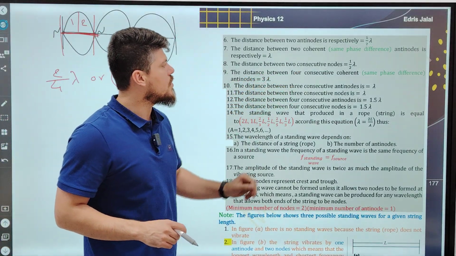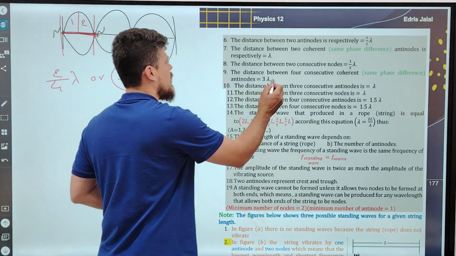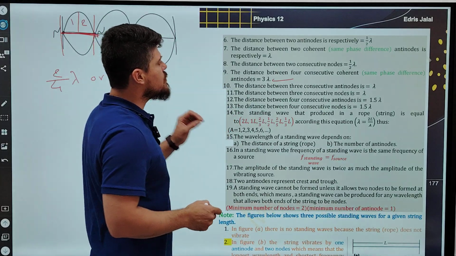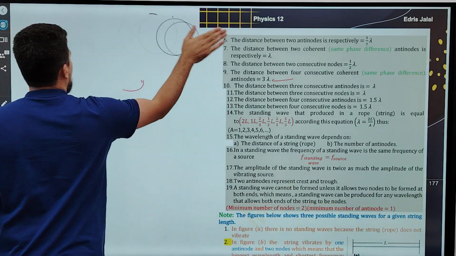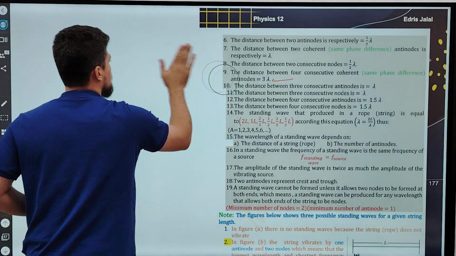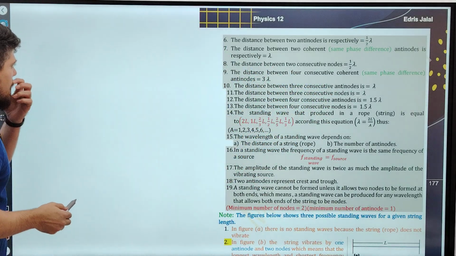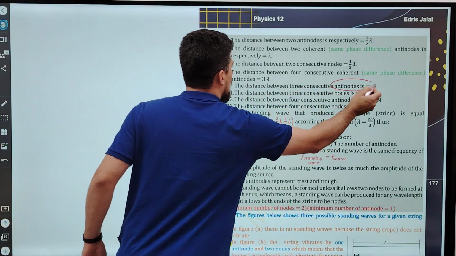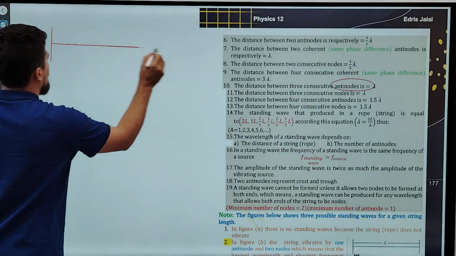The distance between 4 consecutive coherent, same phase difference antinodes is equal to 3 wavelength. Okay. Number 10, the distance between 3 consecutive antinodes, without same phase difference. If the question does not mention the same phase difference, for the distance between 3 consecutive antinodes, you have to add all antinodes, okay?